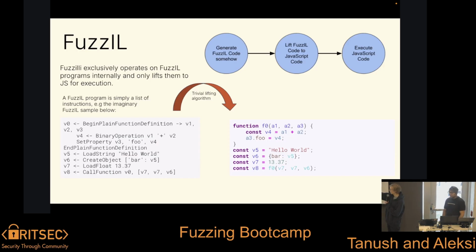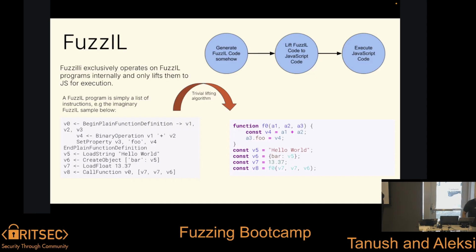On the left here is an example of a FuzzIL program. It's basically just a list of instructions. And if you see here, we have this begin plain function definition and end plain function definition. So the begin is the start of our function right here, and then we see that it's returning v0, which is our f0. And it takes in v1, v2, v3. So that's our 3 inputs right here.